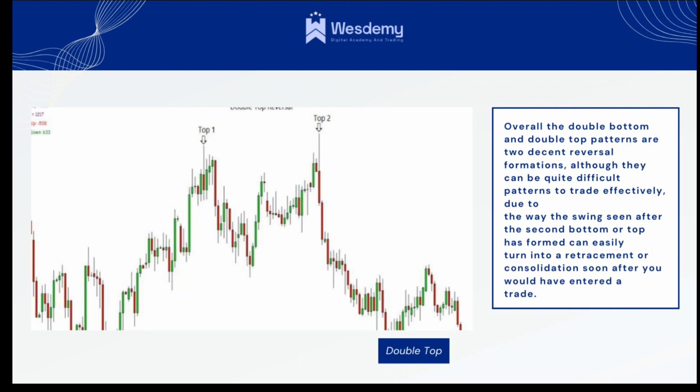All right, now overall the double bottom and the double top patterns are two decent reversal formations, although they can be quite difficult patterns to trade effectively due to the way the swing seen after the second bottom or top has formed can easily turn into a retracement or consolidation soon after you have entered the trade. Okay, but for now, understand that a double top and double bottom are examples of reversal patterns. Have that at the back of your mind.